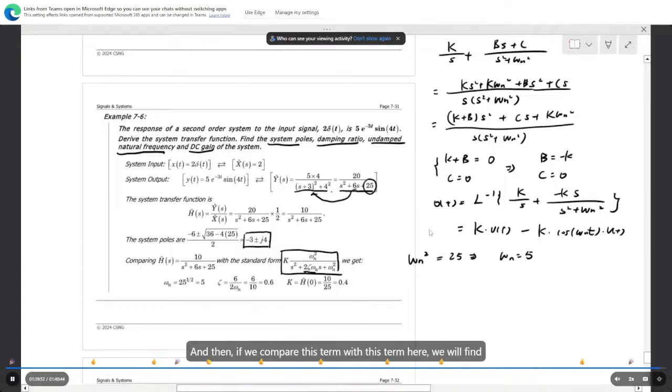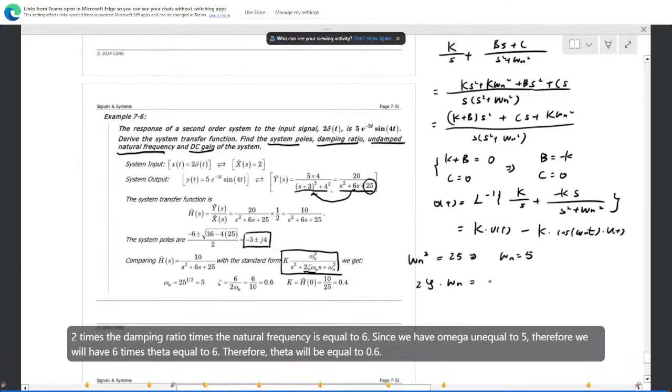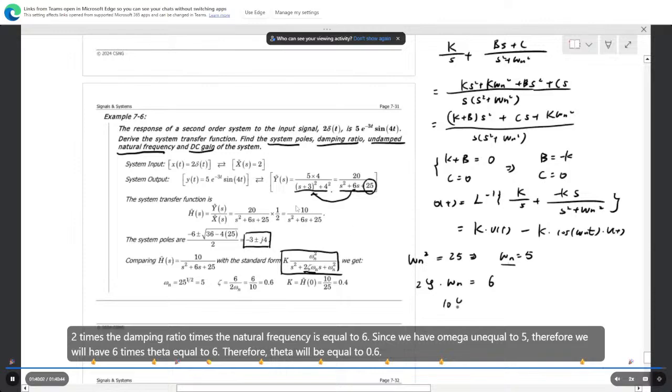And then if we compare this term with this term here, we will find 2 times the damping ratio times the natural frequency is equal to 6. Since we have omega n equal to 5, therefore we will have 6 times theta equal to 6. Therefore, theta will be equal to 0.6.